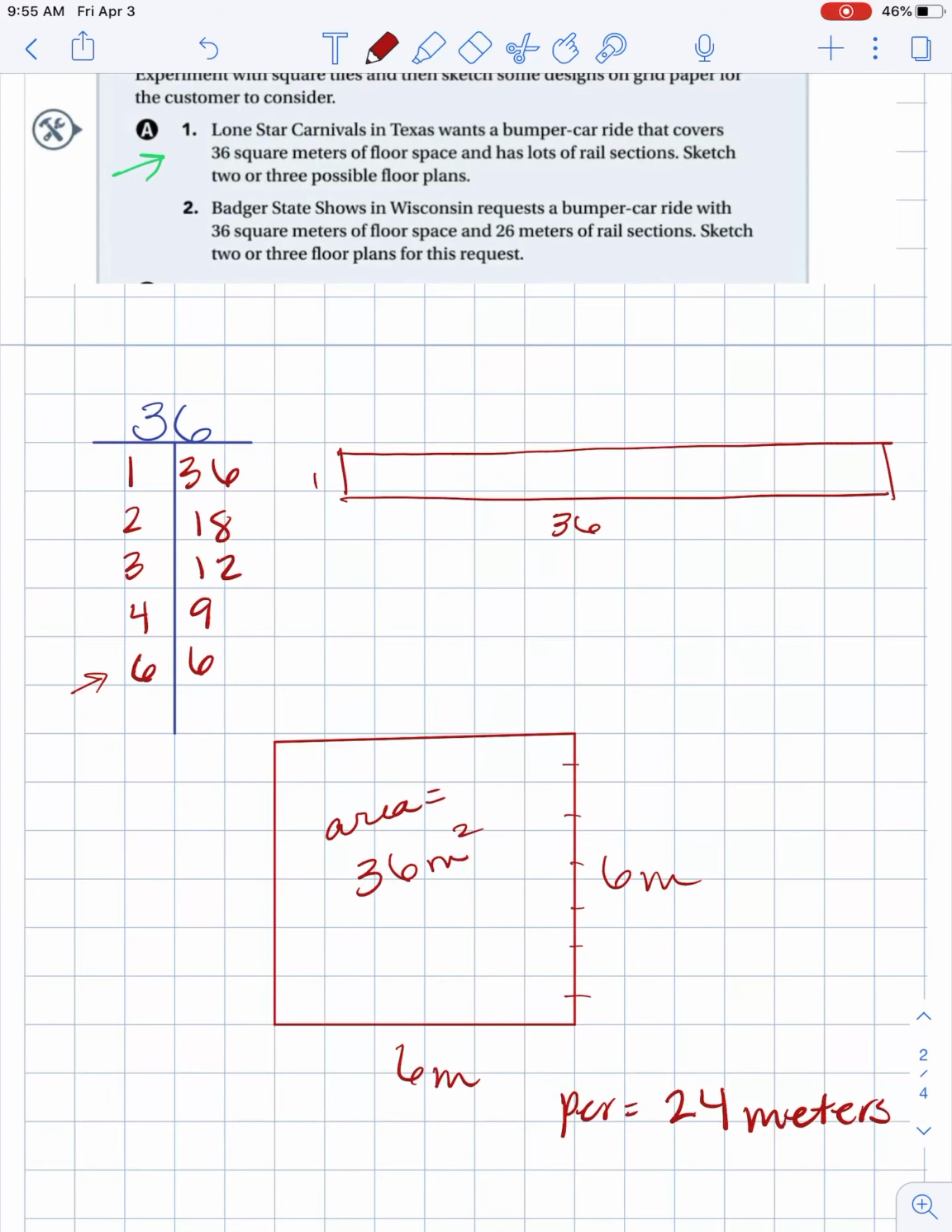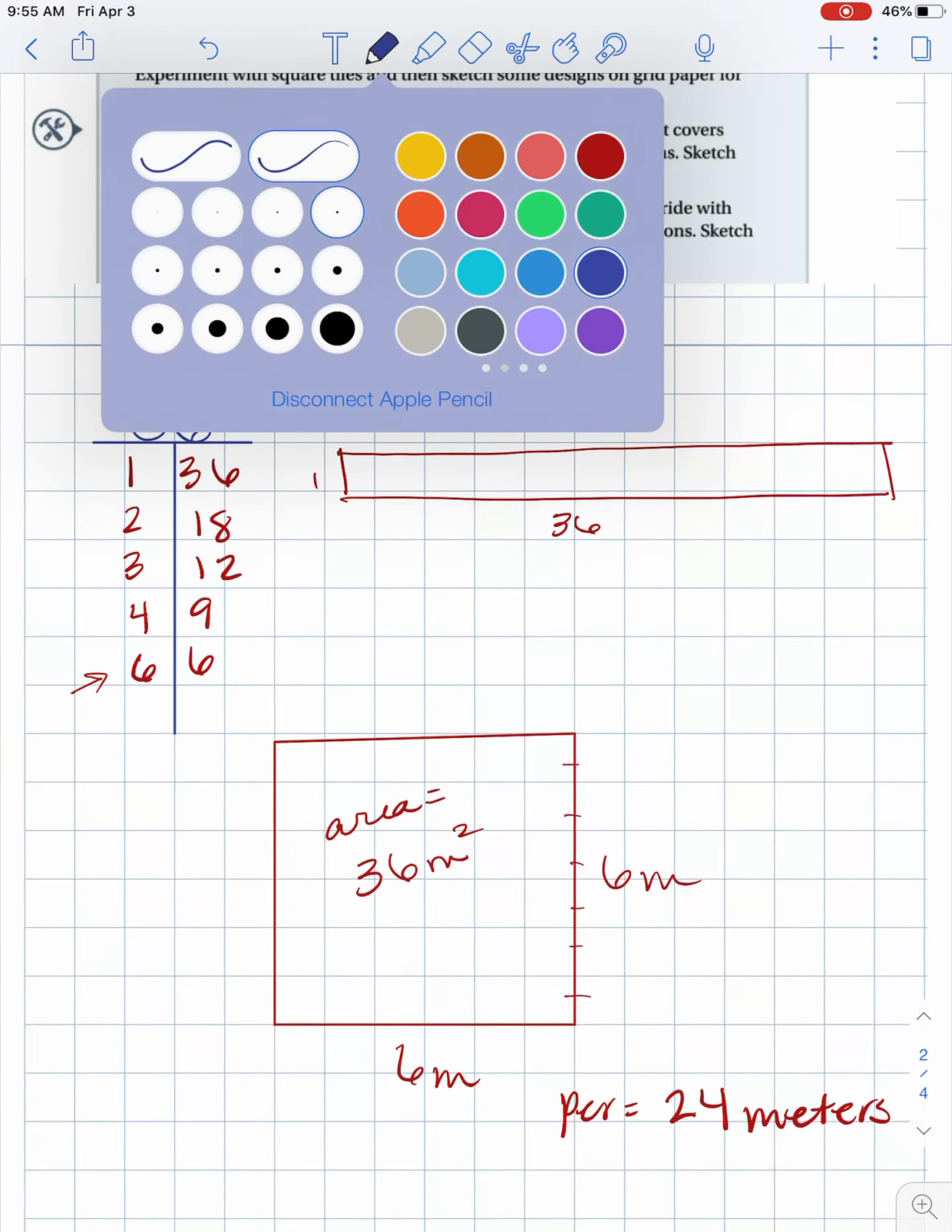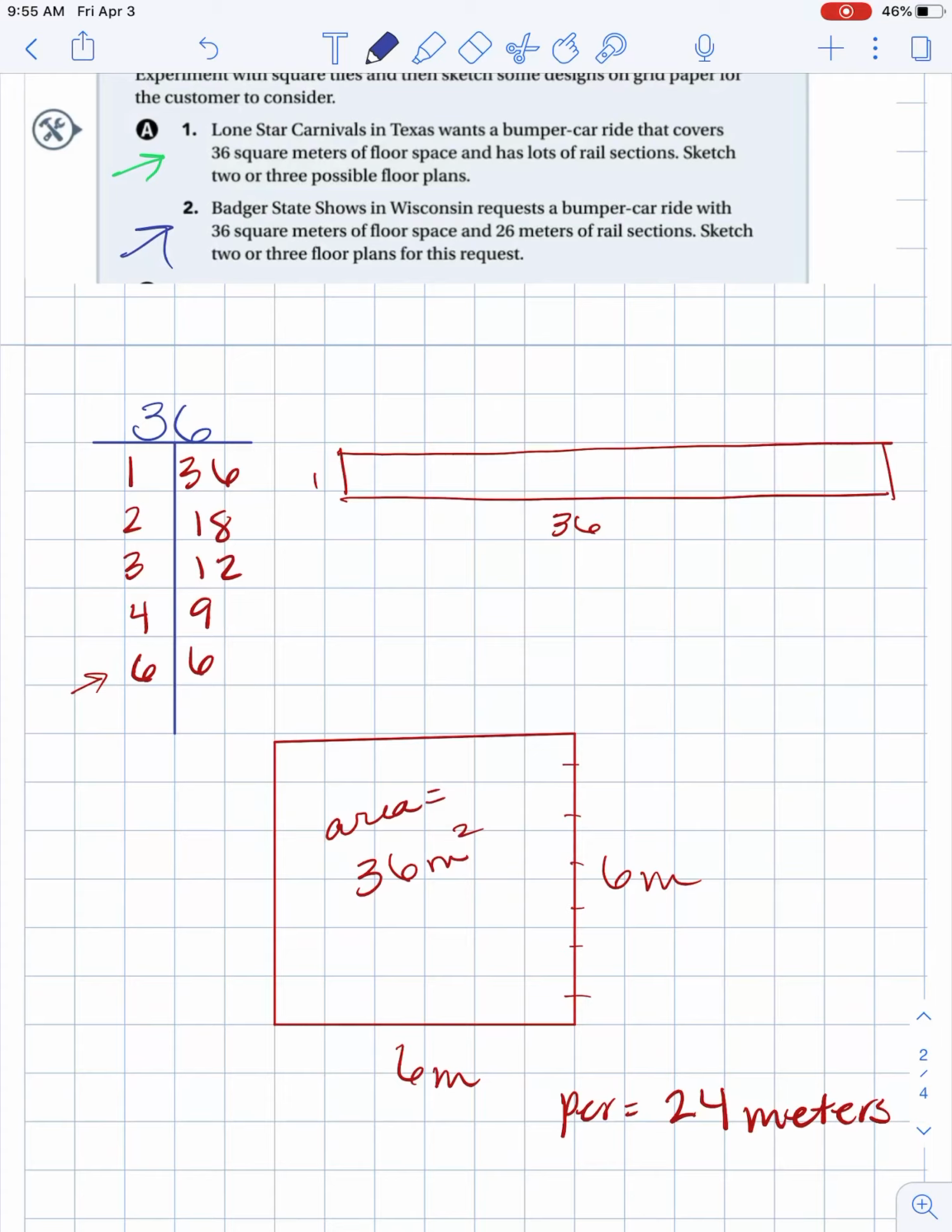Awesome. A2, and I'll switch my color for that, is Badger State Shows in Wisconsin requests a bumper car ride with 36 square meters of floor space. We've already found all the options for that right here, right? And then it says, but they want specifically 26 meters of rail section. So it wants a perimeter of 26. Well, we just found that the perimeter of a 6 by 6 one is going to be 24, so that's not going to work. How could we figure this out?